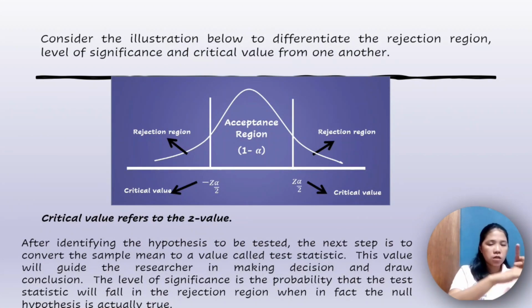Let us consider the illustration below to differentiate the rejection region, the level of significance, and the critical value from one another. We have here an example of a two-tailed test wherein there are two critical values involved. We have negative z sub alpha over 2 and positive z sub alpha over 2. Here the rejection region is beyond the critical value on the positive side and the critical value on the negative side.